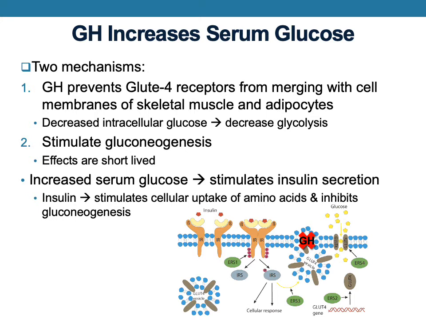Another way growth hormone increases serum glucose is by promoting liver gluconeogenesis. Glucose production by the liver is short-term, though, because the overall increase in serum glucose will eventually stimulate insulin secretion. Insulin will also stimulate the cells to take up amino acids, thereby enhancing and or prolonging the protein synthesis effect of growth hormone, but it will also inhibit the liver from synthesizing glucose.